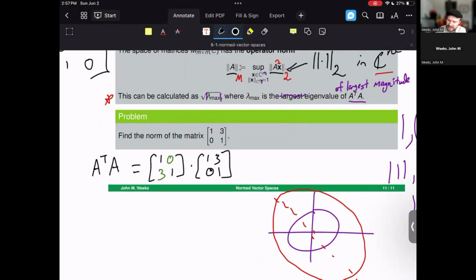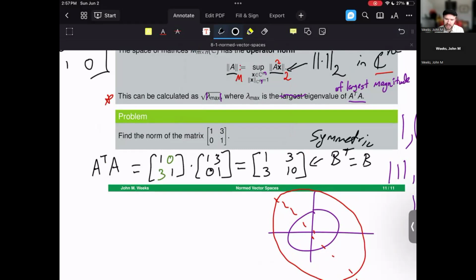And if I go through and multiply these together, then I should get a symmetric matrix. 1, 3, what is it? 3, and then 10. Something like this. This is a symmetric matrix because its transpose is equal to itself. I'll use a different letter. Its transpose is equal to itself. Switching the rows and the columns gives us the same matrix back.